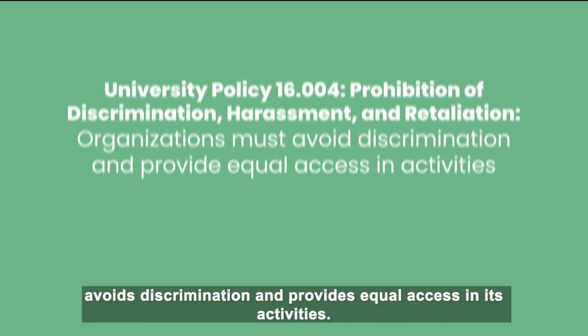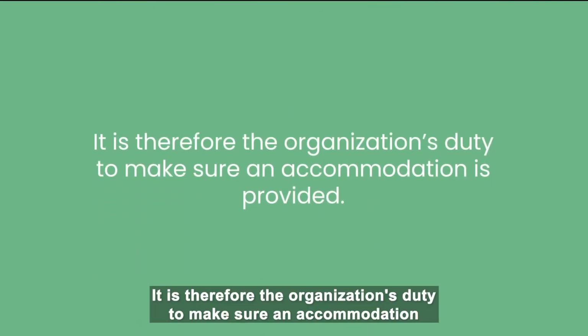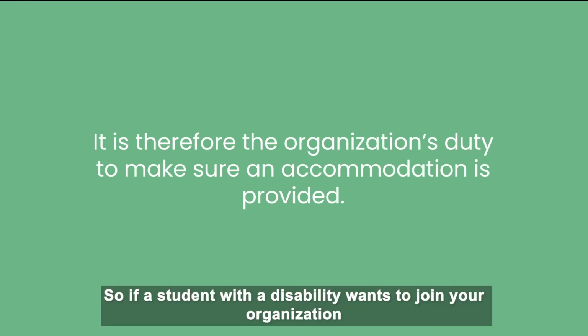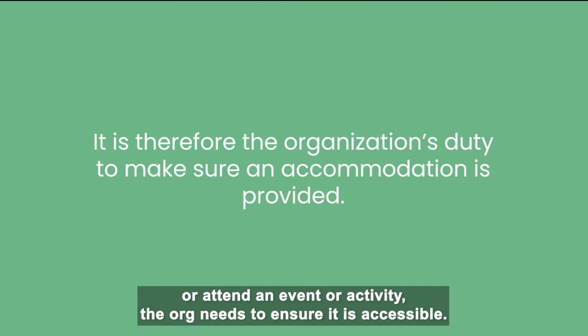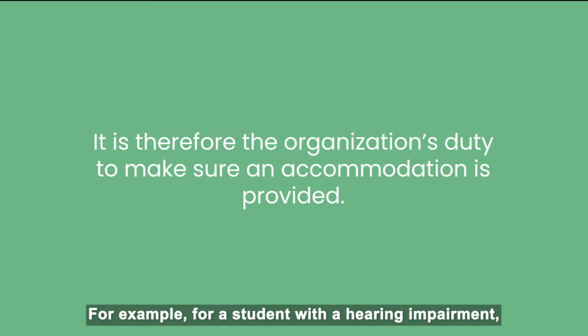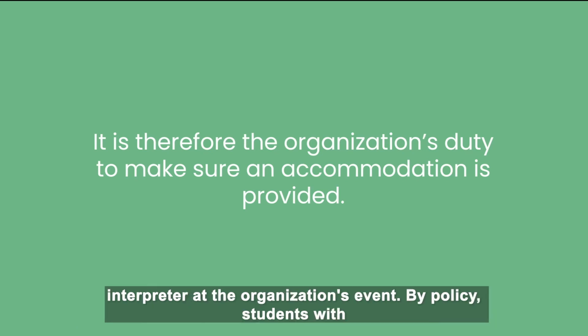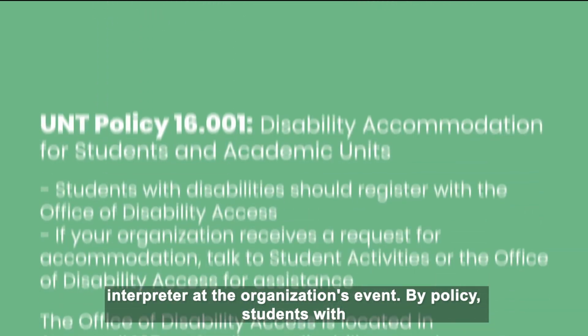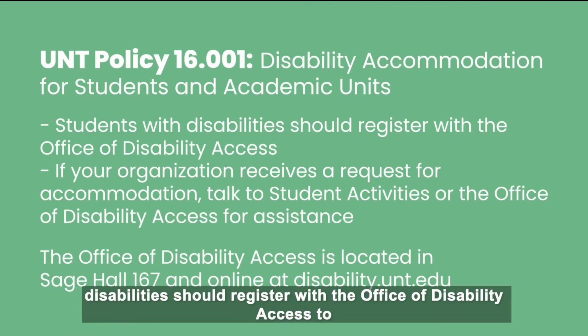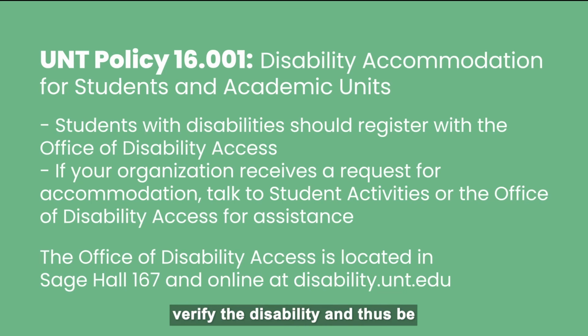access in its activities. It is therefore the organization's duty to make sure an accommodation is provided if it is needed. So if a student with a disability wants to join your organization or attend an event or activity, the org needs to ensure it is accessible. For example, for a student with a hearing impairment, it may be necessary to provide that student with a sign language interpreter at the organization's event. By policy, students with disabilities should register with the Office of Disability Access to verify the disability and thus be eligible to request an accommodation.